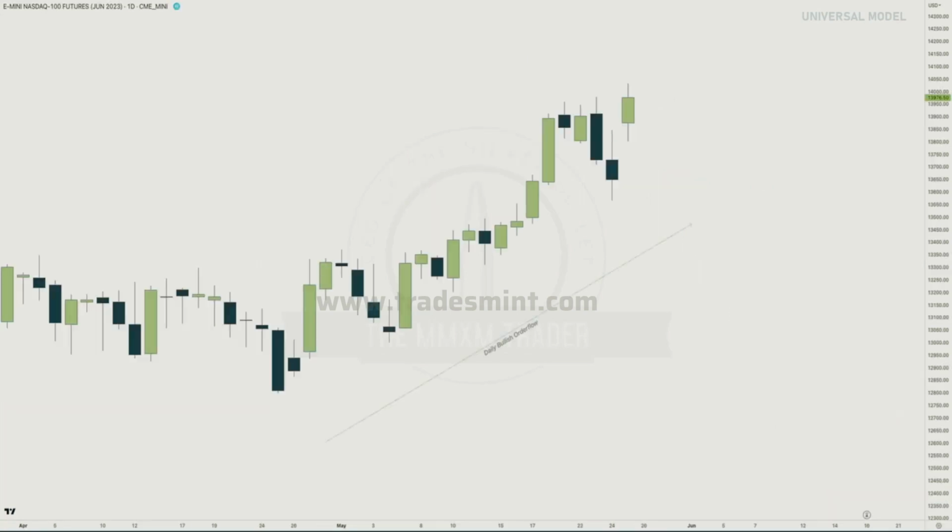Right, so that's another example we're going to go over. This time we have the E-mini Nasdaq 100 futures chart.